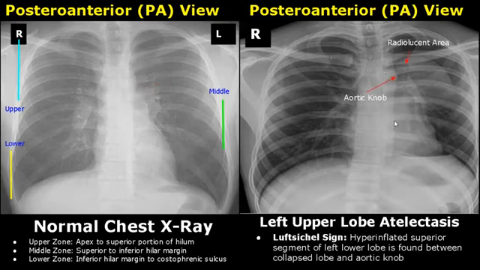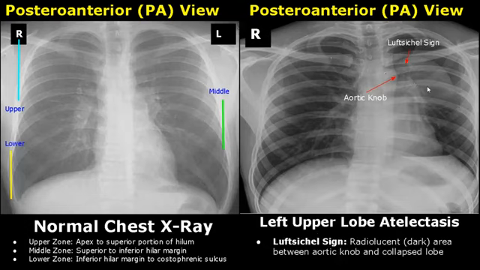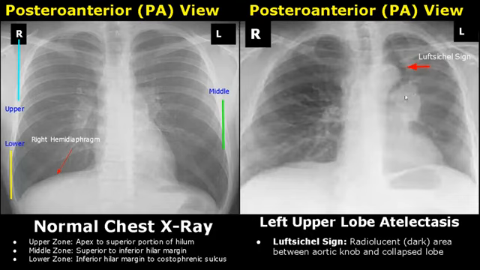The superior segment of left lower lobe is hyperinflated and can be found between the collapsed lobe and the aortic knob. It will appear as a dark radiolucent area. This sign is called the Luftsichel sign. Here is a different patient with left upper lobe atelectasis showing the Luftsichel sign.